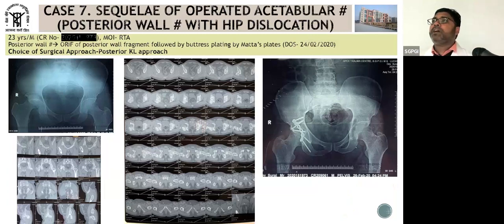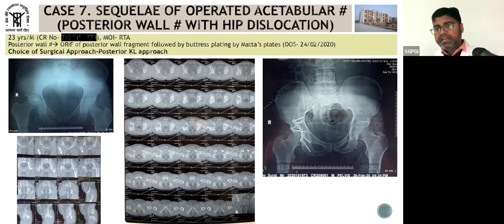Since we use all our implants of titanium, or rather those kind of steel material which are MRI compatible, we have no issue with getting an MRI done. We got the MRI of this patient done, and we saw that the patient was going into AVN. So eventually that hip turned arthritic, and then we had to do a joint replacement in this patient.